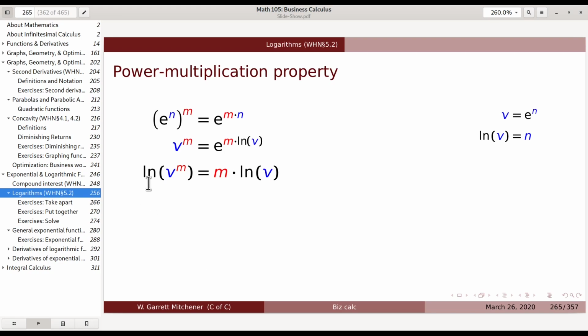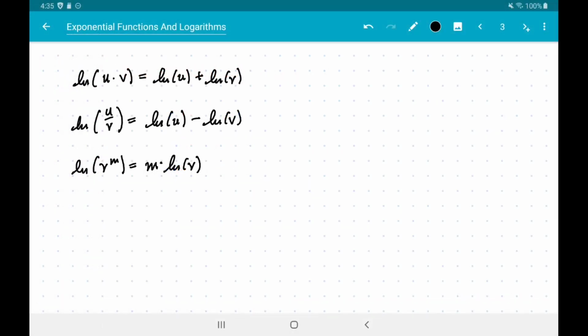Finally, if you have ln of v to the m, that comes apart into m times ln of v. Likewise, you can run this one in reverse, and if you have m times ln of v, you can put it together to get ln of v to the m. Let me show you a couple of calculations that you can do with this. So first, here's a brief summary of those rules.